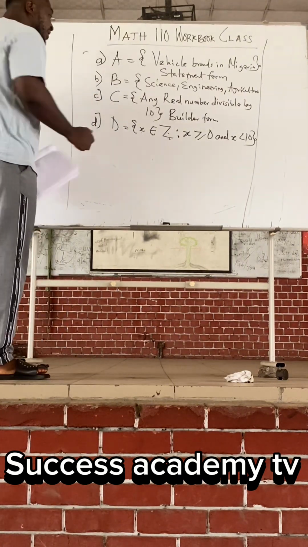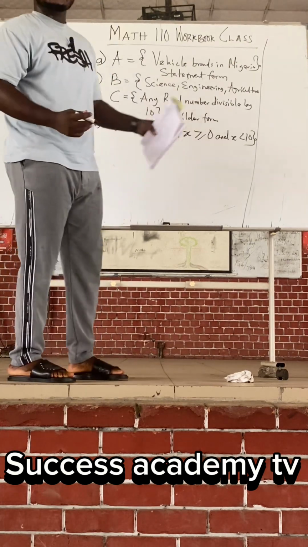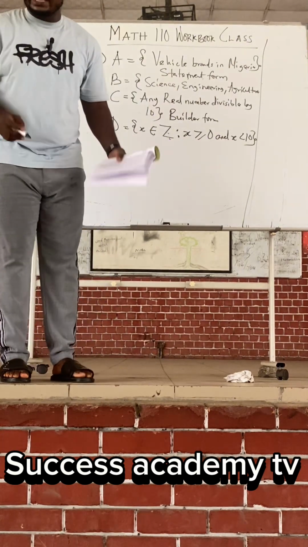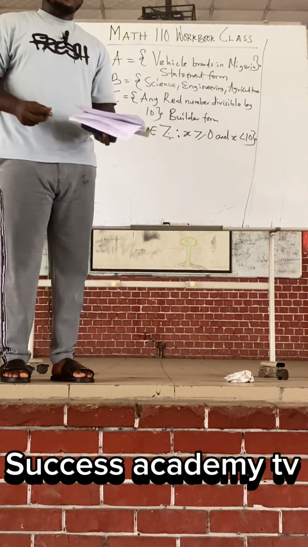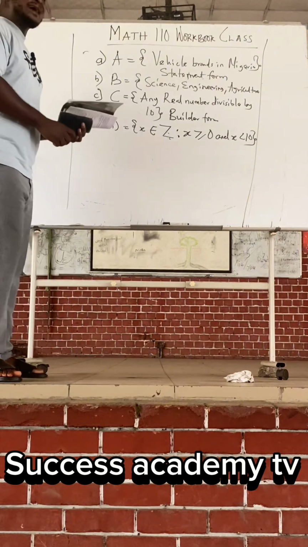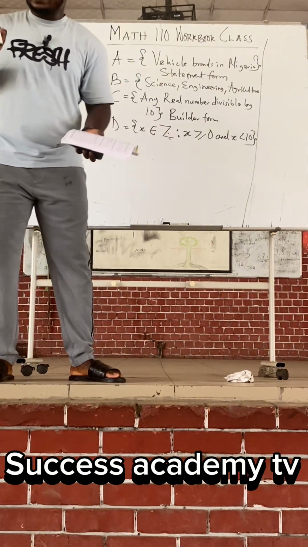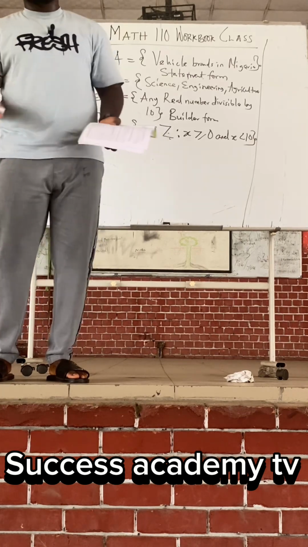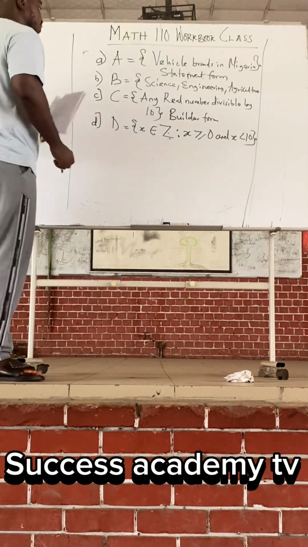Set D, we have a set of X, so that X is a member of all integers. Class, integers can be positive, it can be negative. As long as you're a whole number, you're an integer. In mathematics, you could be positive, you could be negative. So minus 100 is an integer. Minus 200 is an integer. But once you are not a whole number, you're not an integer. It means decimals cannot be integers. Fractions cannot be. You must be a whole number.